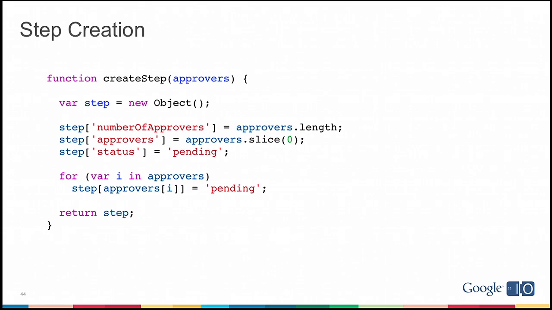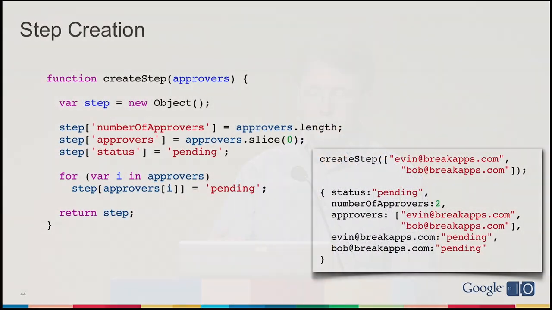Okay? Then we're going to iterate through all the approvers that we've been given and put a field into this object for each approver, indicating that approver's specific status. So on the right-hand side, if you're familiar with JSON, you'll see that if I create a step with Evin and Bob, then I get the object beneath. Status is set to pending, 2 approvers. The approvers are Evin and Bob, and then both Evin and Bob have their status set to pending. All right, so pretty straightforward.